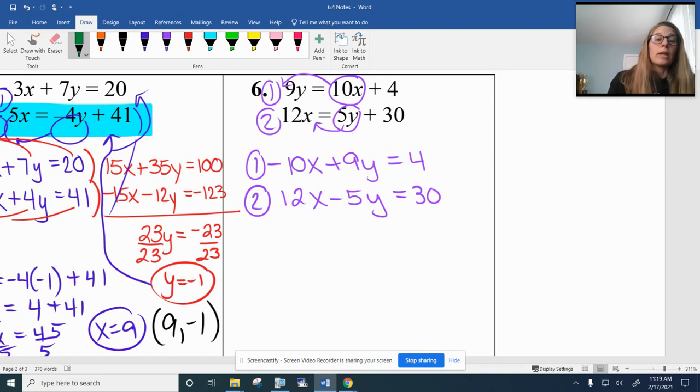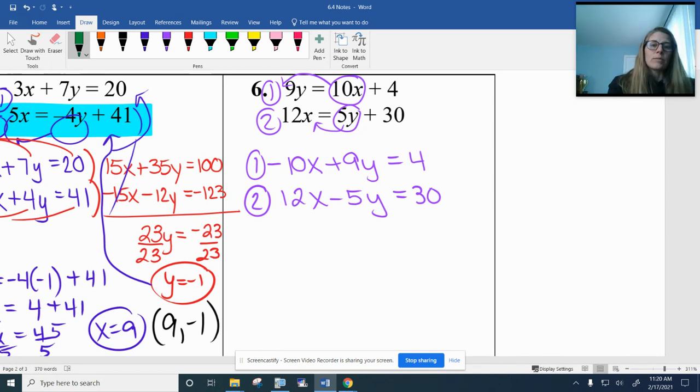Okay, at this point, we need to decide what we're going to cancel. Am I going to cancel my y's by multiplying by 5 and 9? Am I going to cancel my x's, which I have options? I can multiply by 12 and 10, or I could make them both into 60s. 10 times 6 is 60, 12 times 5 is 60, so options.